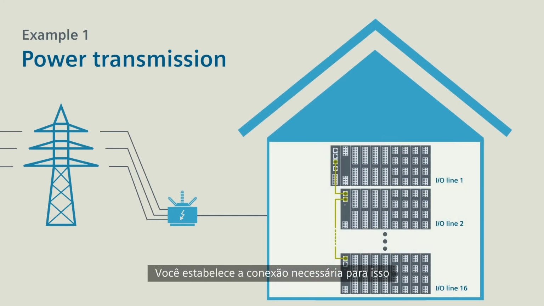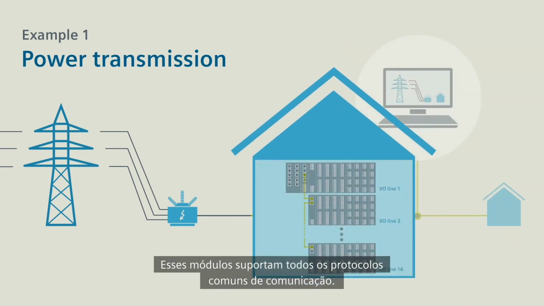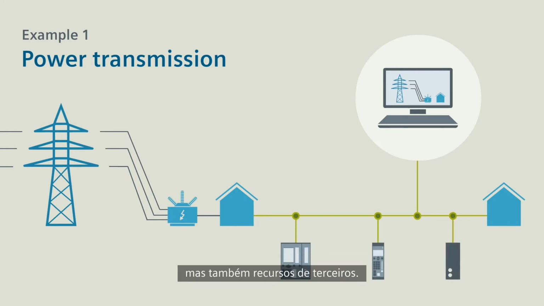You establish the necessary connection for this with the additional communication modules CI8520 or CI8521. These modules support all common communication protocols. Not only Siemens devices can be integrated into the structure, but the resources of third-party vendors can also be used.